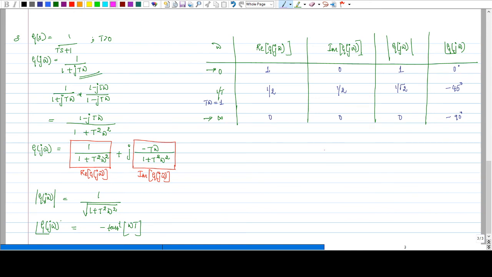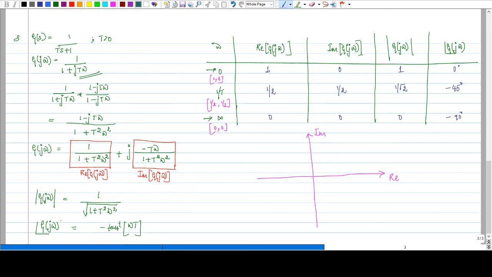Now we will plot this on the G of s plane. This is the real part. This is the imaginary part. Now in the previous case we tabulated 2 points. Now here we have 3 points. I'll write them one by one. This is 1 comma 0. This is 1 by 2 comma 1 by 2 point. This is again 0 comma 0. Now we will plot this here.